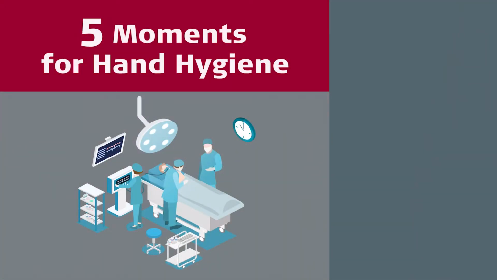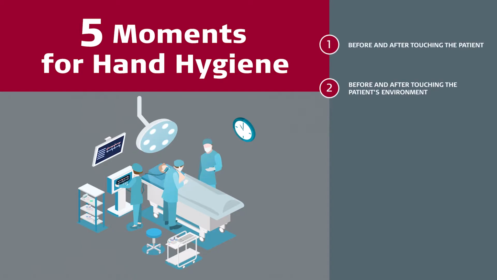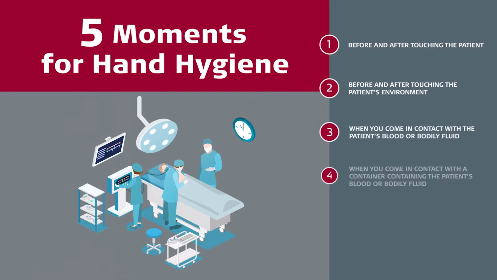The 5 moments include before and after touching the patient, before and after touching the patient's environment, whenever you come in contact with patient's blood and body fluids or a container containing that, and before aseptic procedures. That means as anesthesiologists, we should be doing hand hygiene about 20 times an hour, particularly during induction and extubation, when there's a lot of opportunities for contaminating the hands, such as when you put on the monitors or during intubation and extubation. I personally, around the time of induction, do hand hygiene about 40 to 60 times an hour.